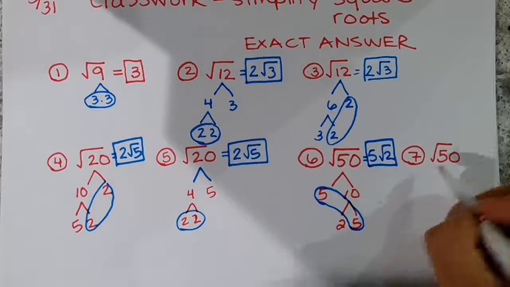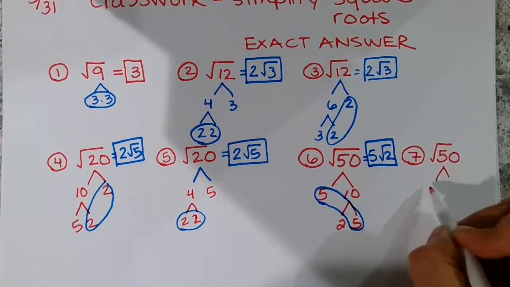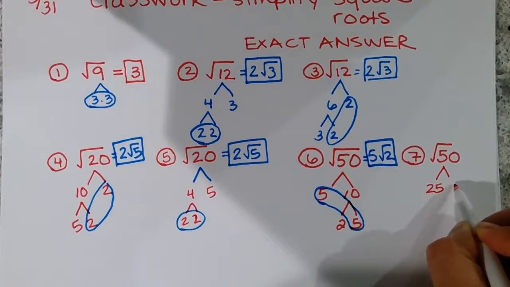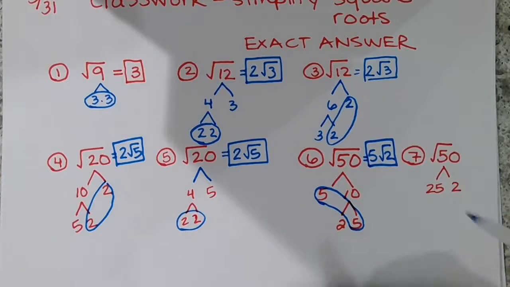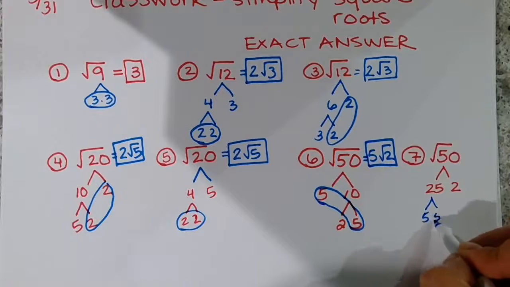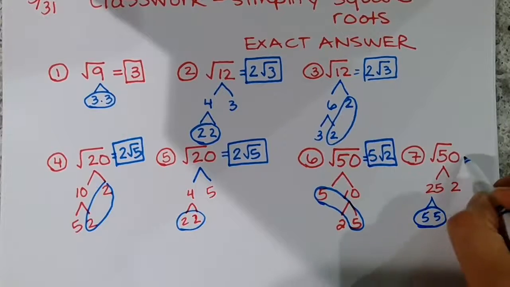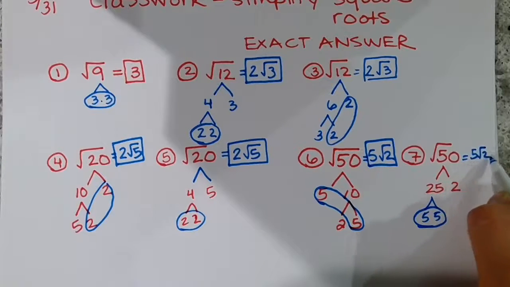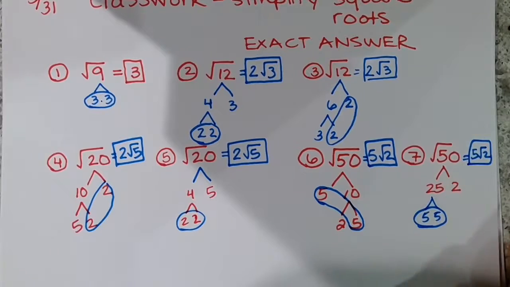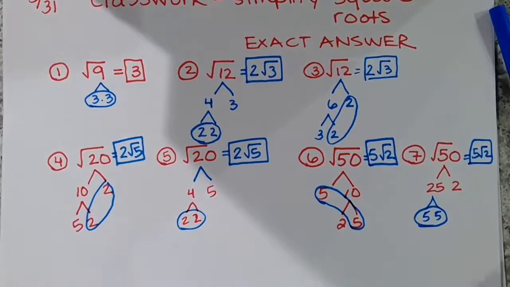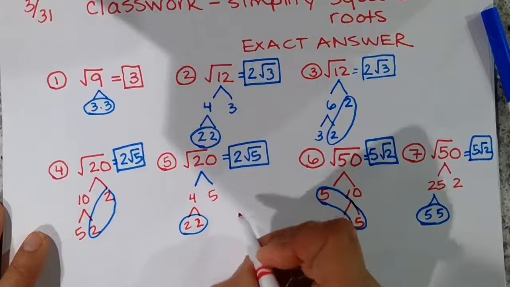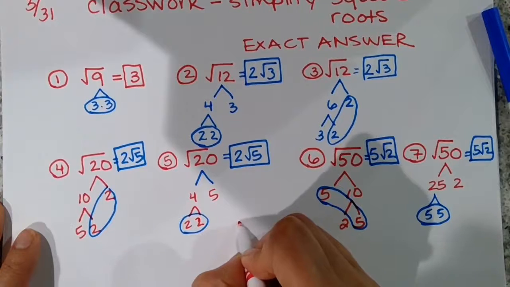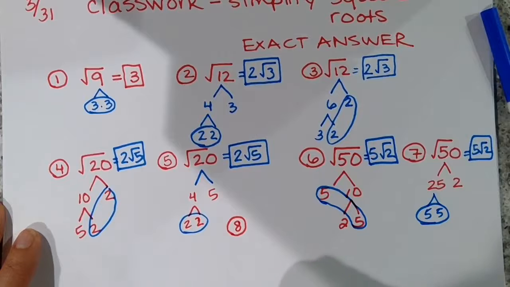Square root of 50, same thing. You could have broken it apart into 25 times 2. Doubled, so your answer is 5 root 2. All right. Last problem. Maybe we'll do this one 2 ways.